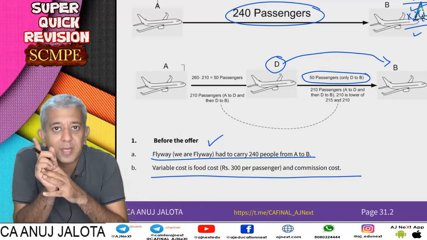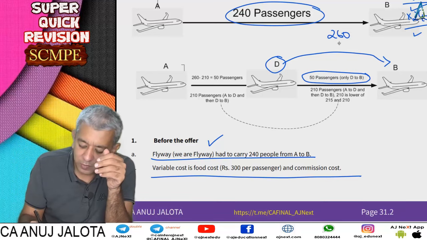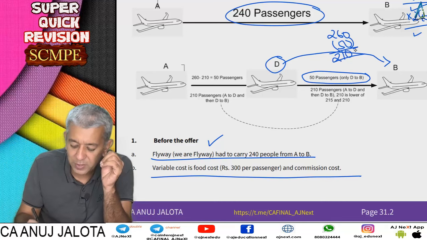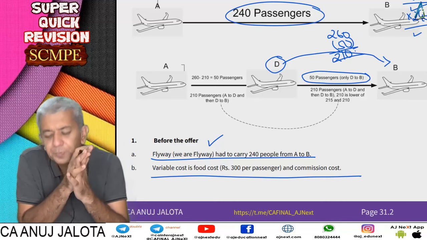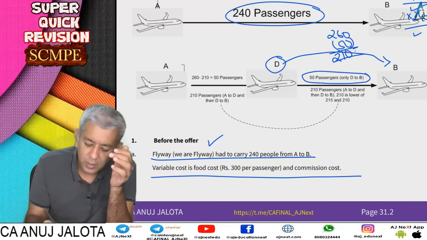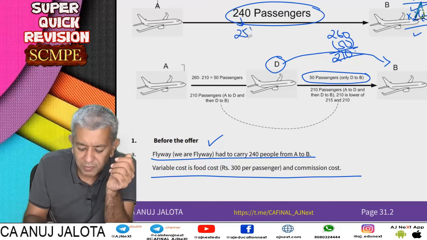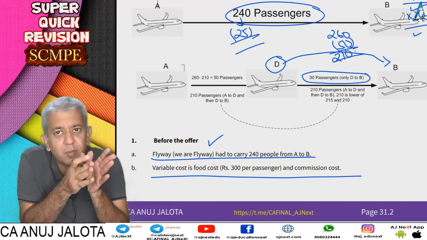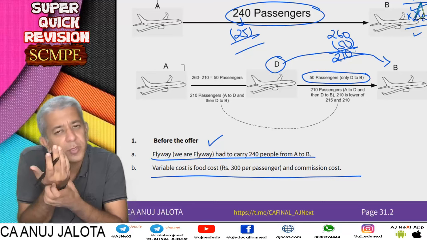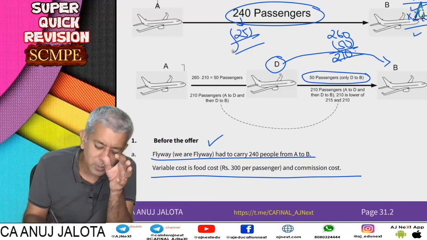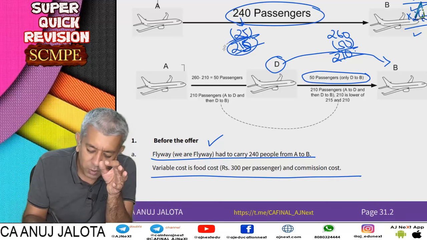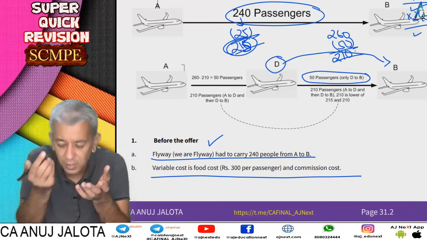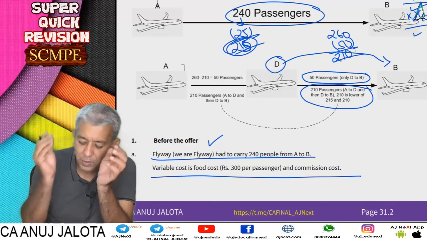Total plane is of what capacity? 260. Out of that, 50 tickets will now be booked from D to B. So, therefore, how many empty spaces are there? 210. Now, one more statement: out of these 240 people, 25 people in any case will drop out, because it'll be taking a longer time, since the plane will be going from A to D and then from D to B. So, 25 people will voluntarily drop. So how much is left, beta? 215. But you all will understand now, we don't have space for 215. We have space only for how much? 210. So, therefore, there will be only 210 people from D to B.